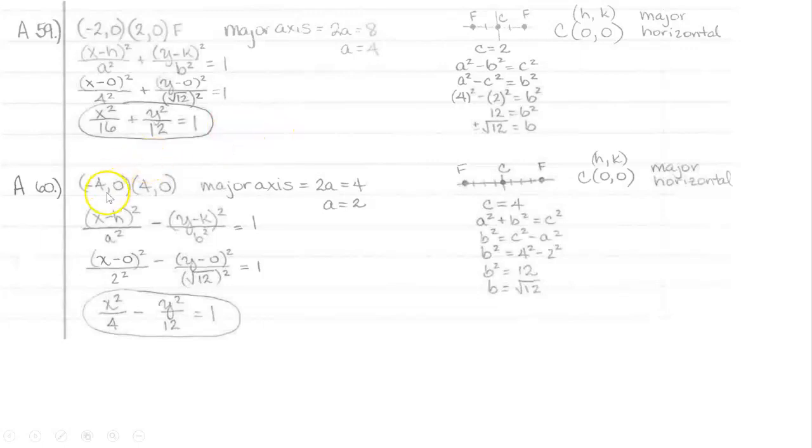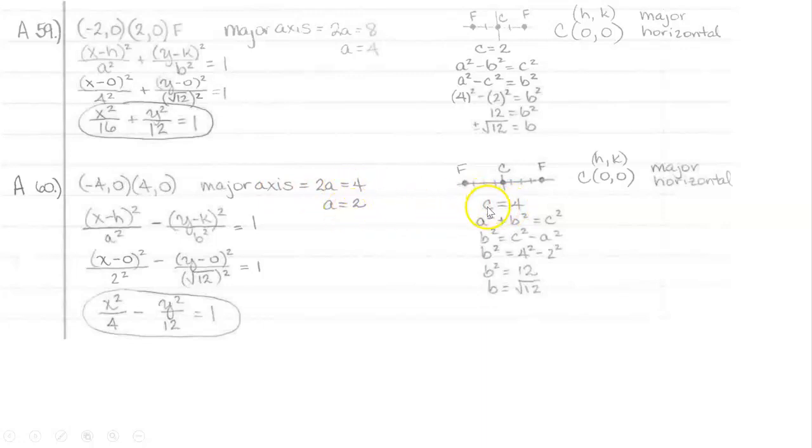Same idea for number 60, only for 60 this time they tell us that it is a hyperbola. And so they told me I have foci at -4, 0 and +4, 0, and the length of my major axis is equal to 4. So again, I come over here to -4, 0 and +4, 0. That means my major axis is horizontal. My center is halfway between those 2 points, so it's at 0, 0. And the distance from the center to the focus is my c value, so c is 4. Length of the major axis, 2a, was equal to 4, so that means a equals 2.